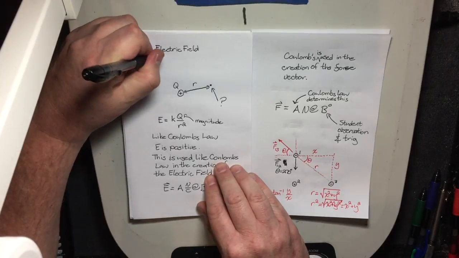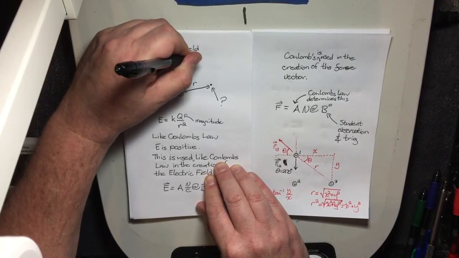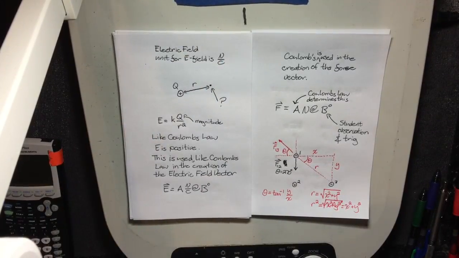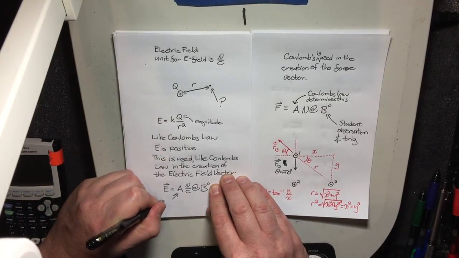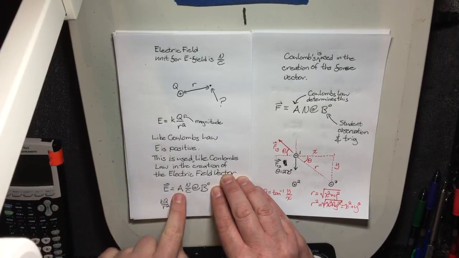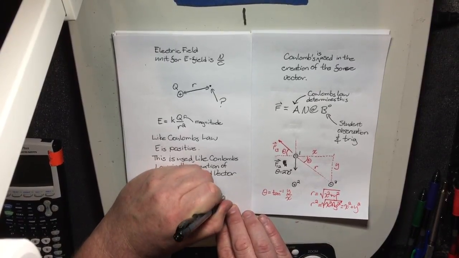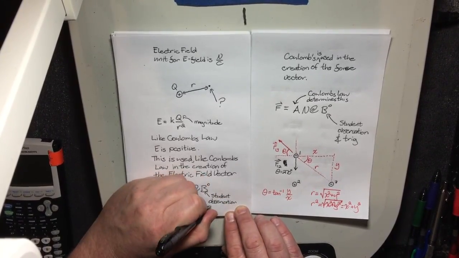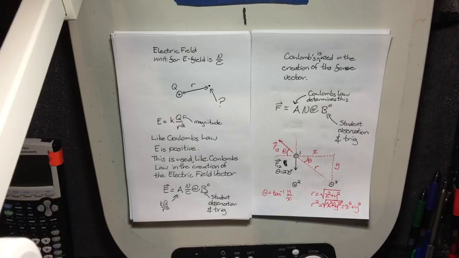The unit for E field is newtons per coulomb. And this determines that part, and once again, student observation and trig determine the next part. Where do you get the unit from? Very good question.